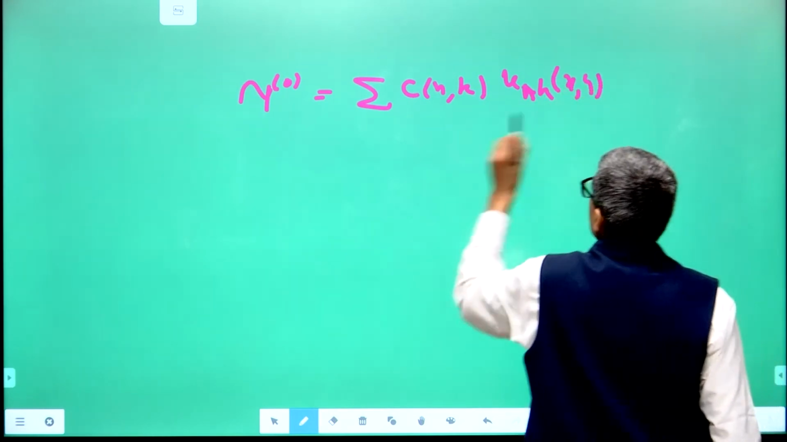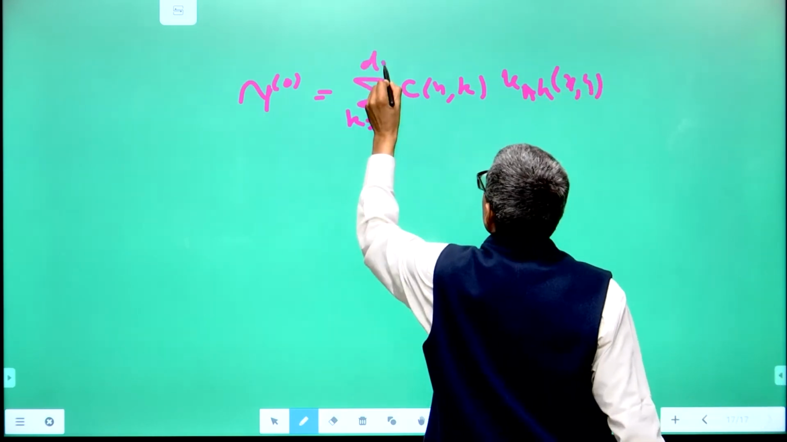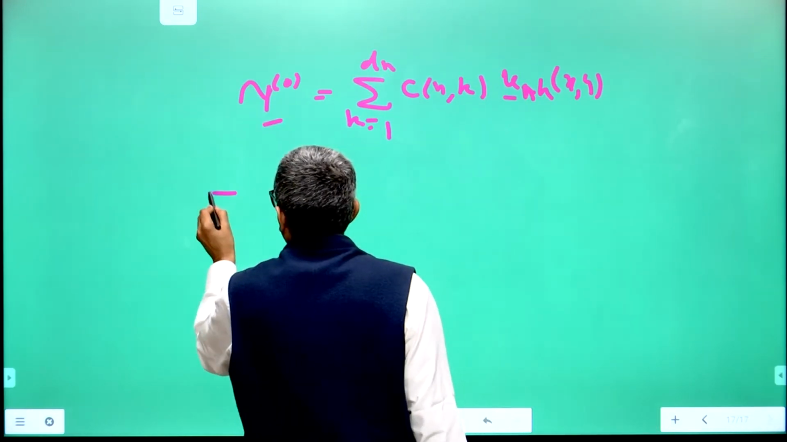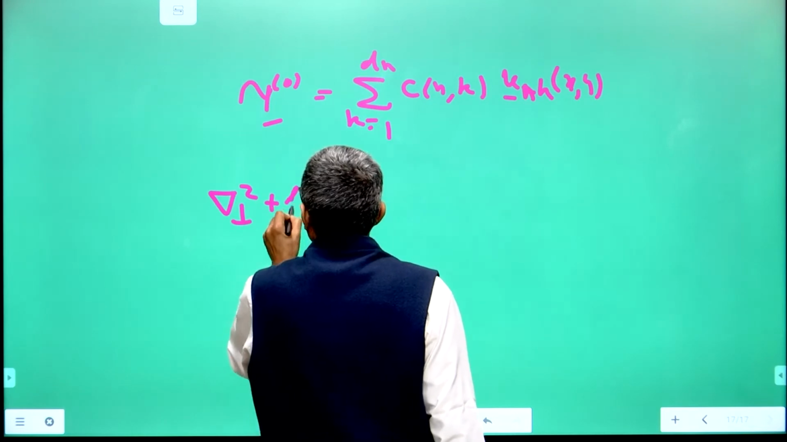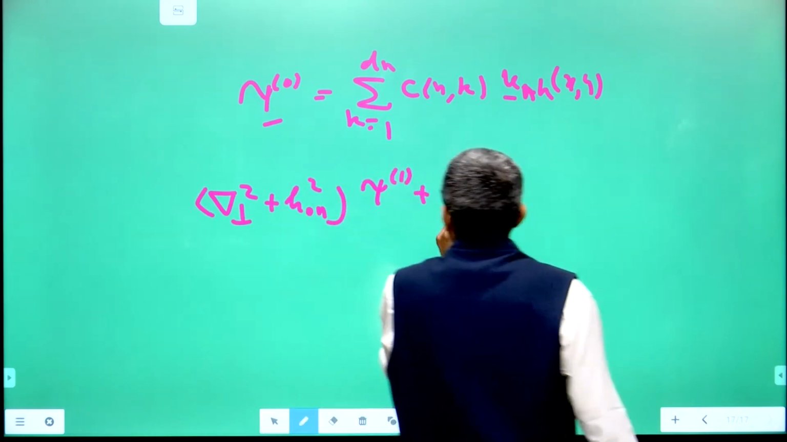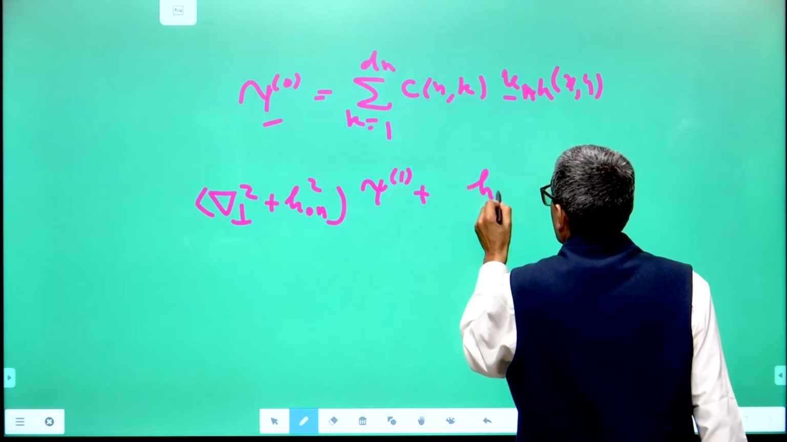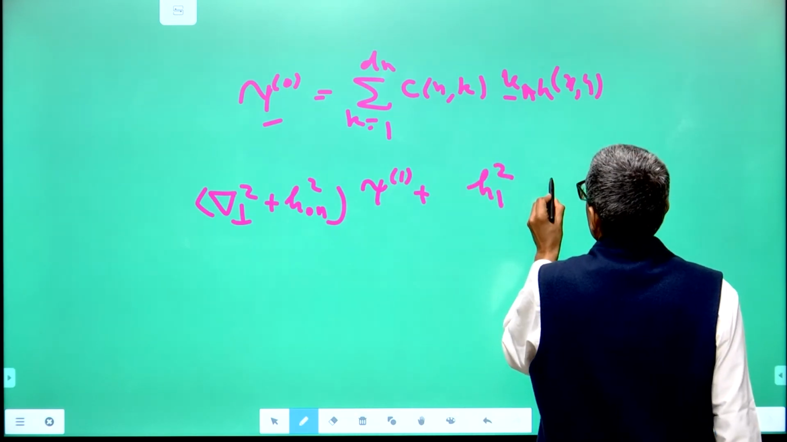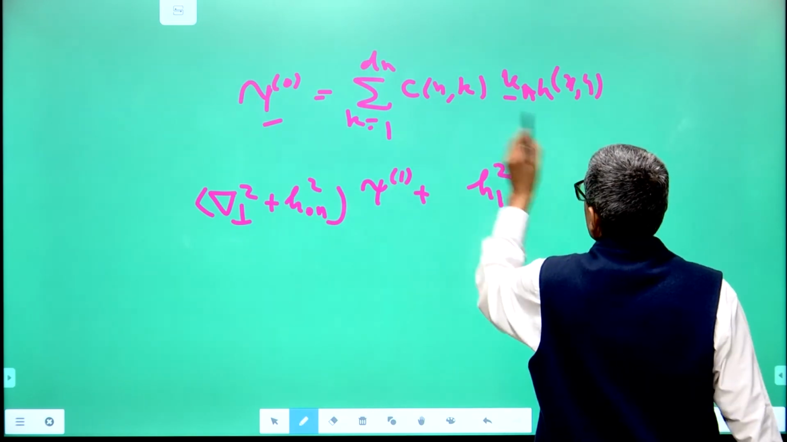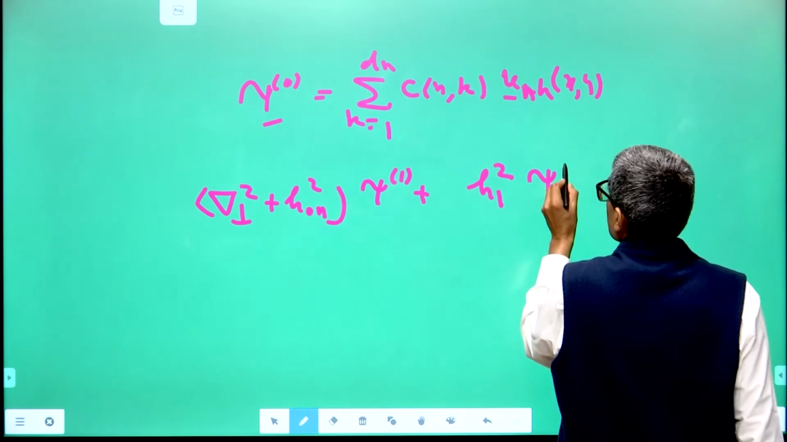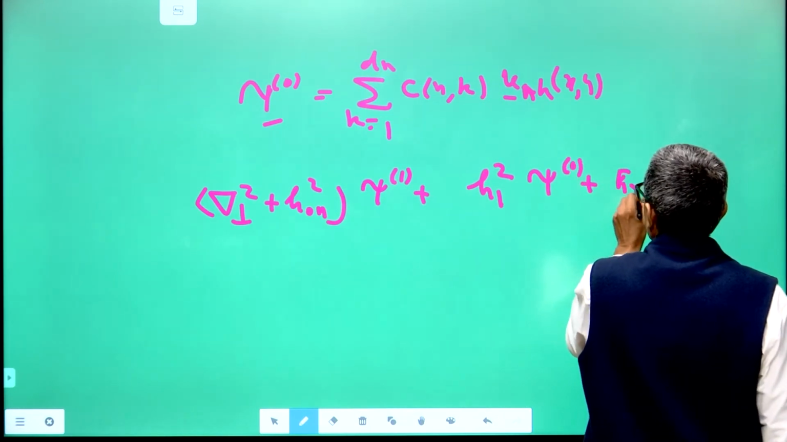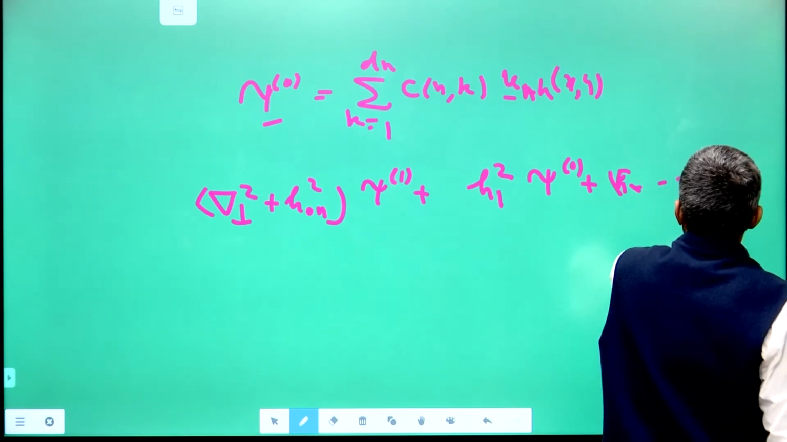k equals 1 to dn, and you substitute this into that equation. You get del perpendicular square plus h0n square acting on psi 1, plus h1 square into psi 0, where psi 0 is given by this, plus other terms f1x and so on, acting on psi 0, equals 0.